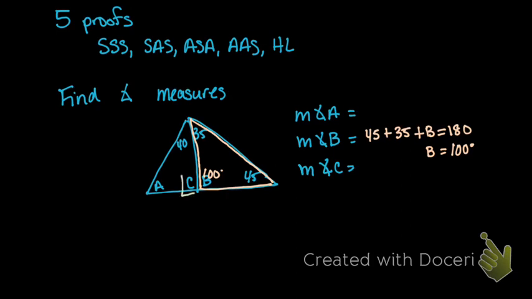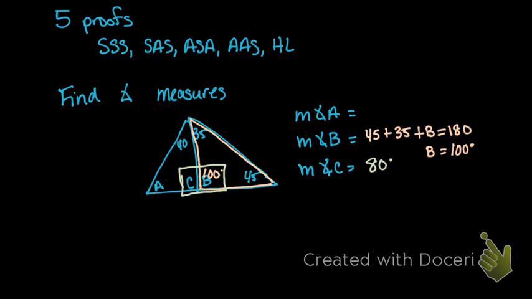Well, I know that C and B are supplementary because they're adjacent and they make a straight line. And so by the linear pair theorem, the two angles add up to 180. So if B is 100, that means C is equal to 80 degrees. Okay.